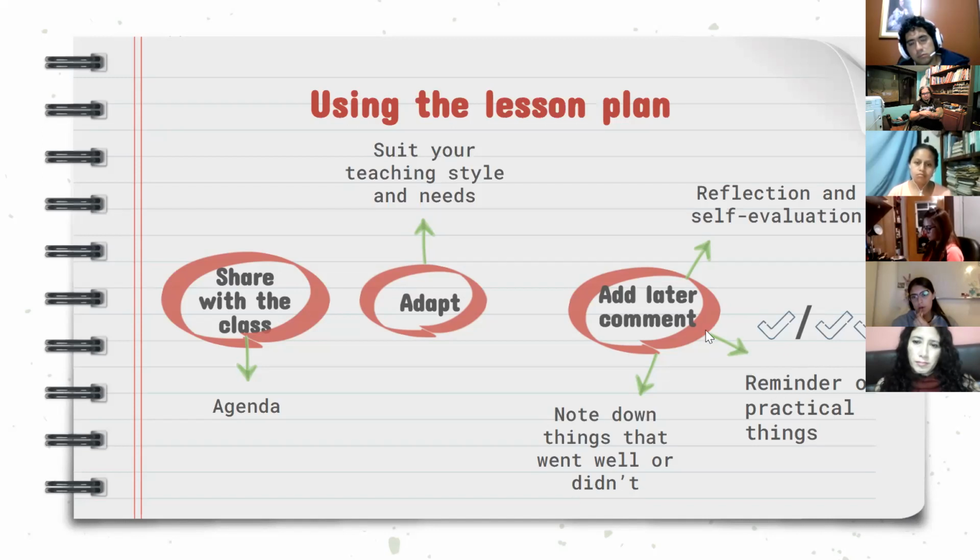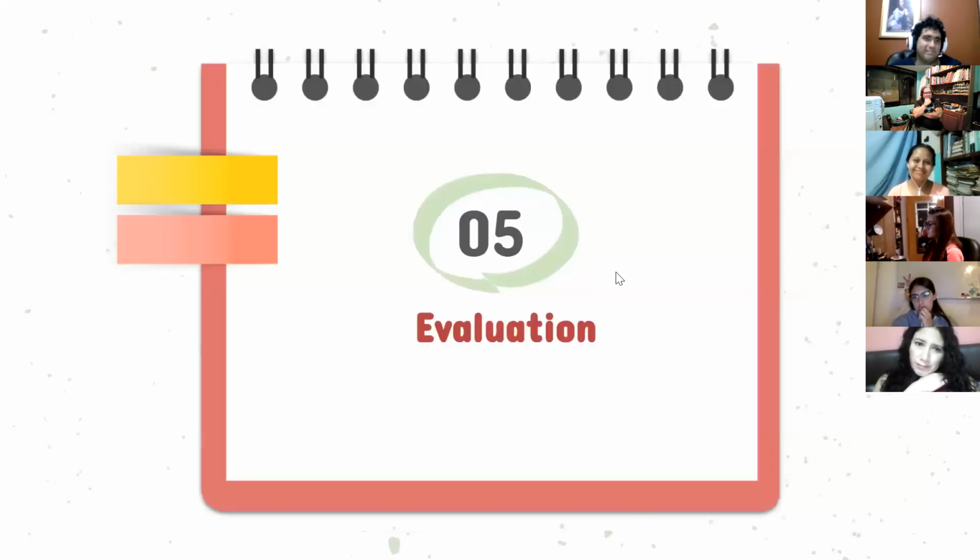And obviously, a later comment in the activities can be a reminder of practical things, like don't let Kevin sit next to Brian because they start talking or something like that, right? And that would be all. Then we have the evaluation.